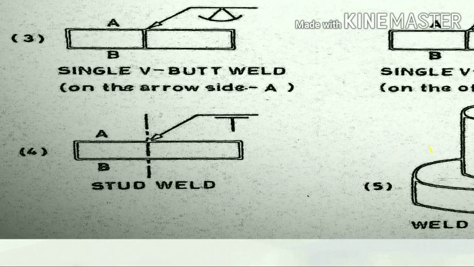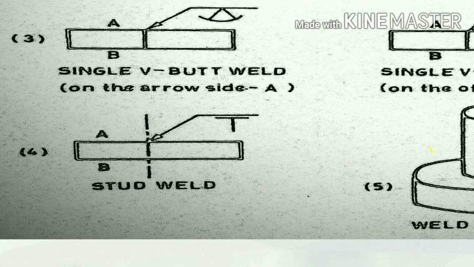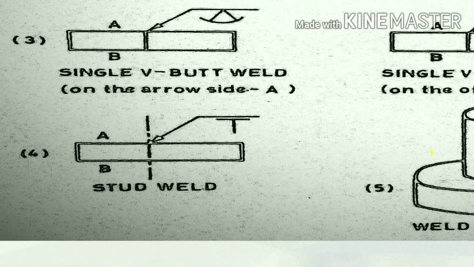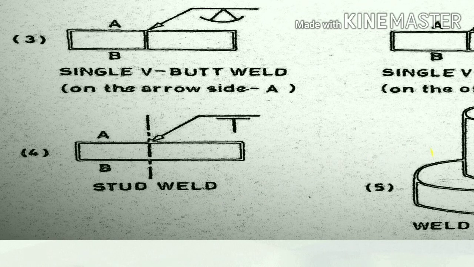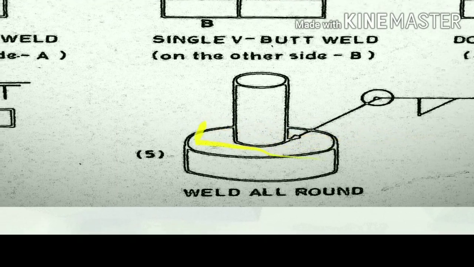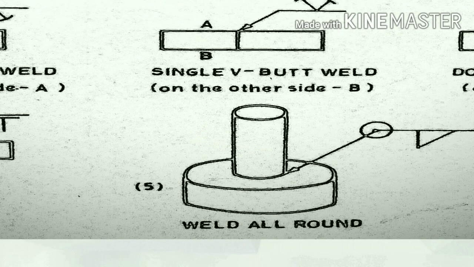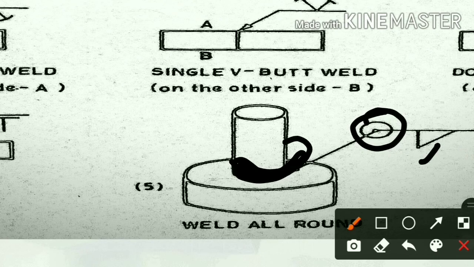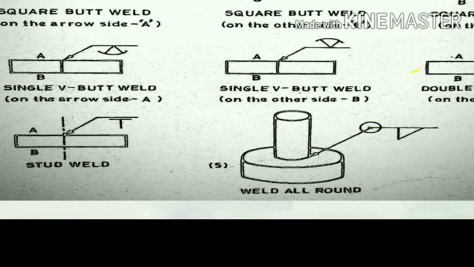Stud weld. T presenting downside means we are welding A side. Similar when the T is upside, then we are welding B side. When both side T is presenting, then we are welding both side A and B. Here is weld all round. Flag is downside, and round means we are welding both round side in circular motion.